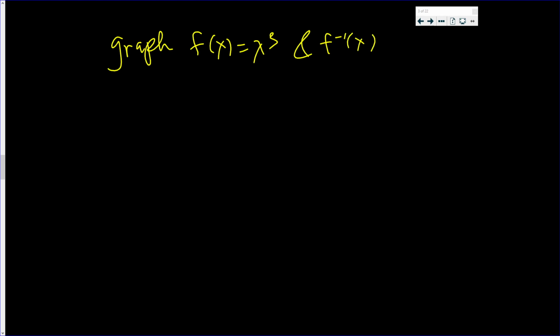Okay, so let us try one more. Graph f of x equaling x cubed and f inverse of x.